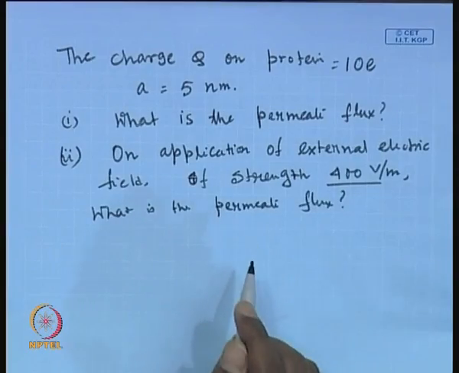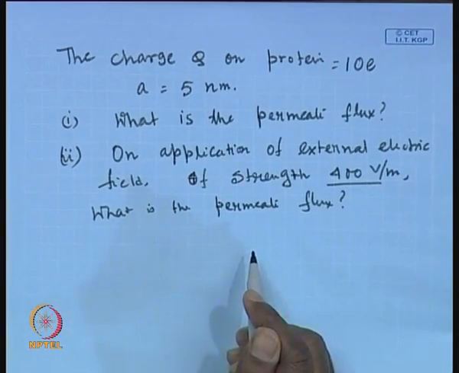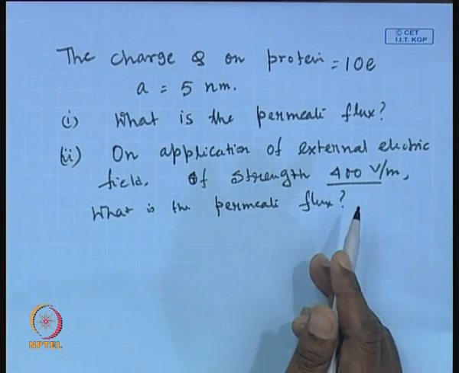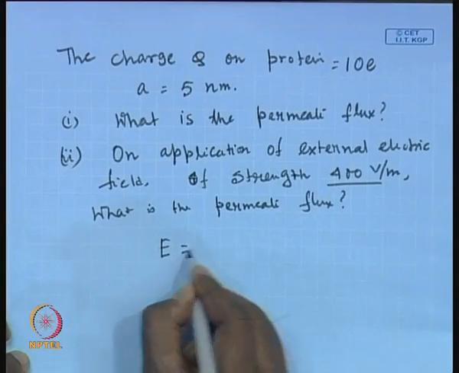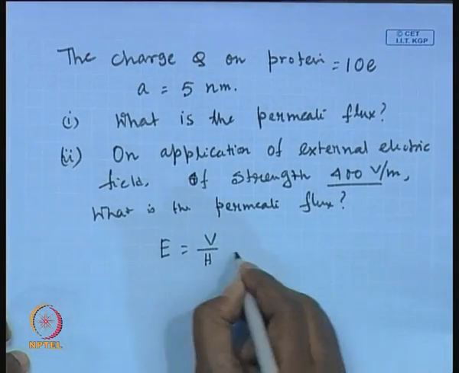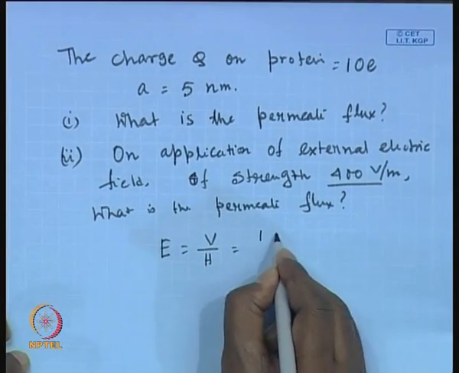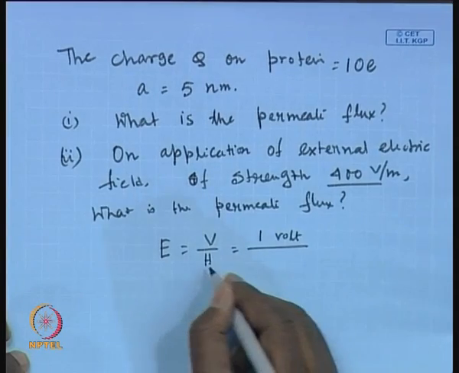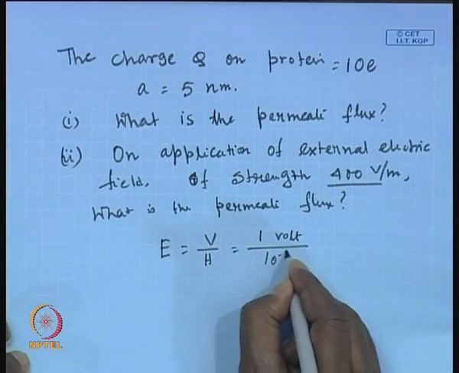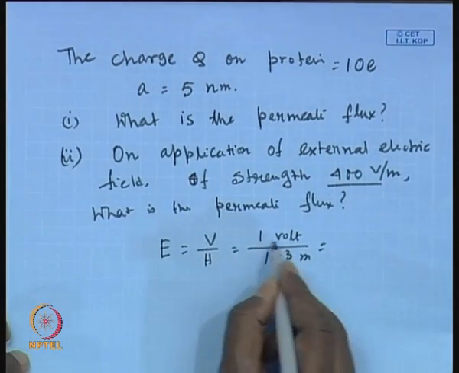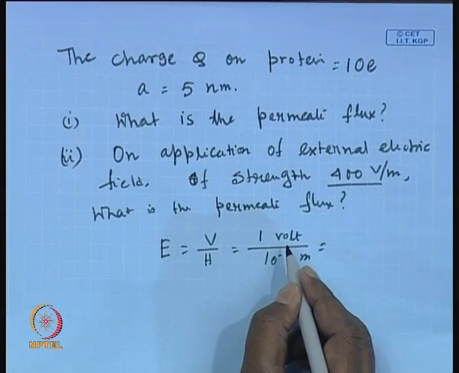Now, you should not think that 400 volt per meter is really very high. The value itself is high, but it is not 400 volt. By using an external power supply, you are using probably 1 or 2 volt, not more than that. But since the height is very small, the whole thing becomes magnified. For example, E becomes V by d, V by the full height of the channel. Suppose you apply an external electric field of 1 volt, and the typical order of magnitude of height is 1 millimeter, that means 10 to the minus 3 meter. So, 1 volt will result in an electric field of 1000 volt per meter.